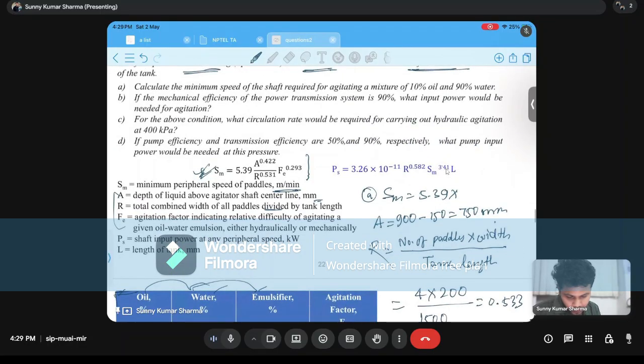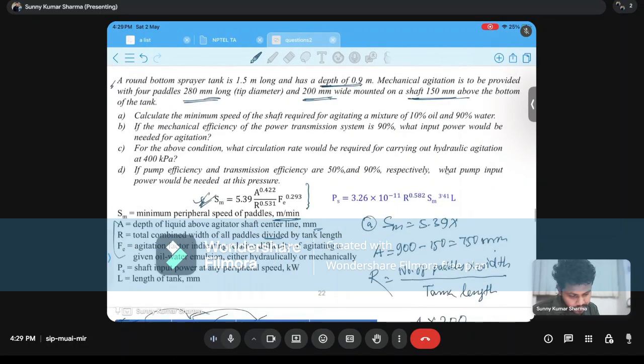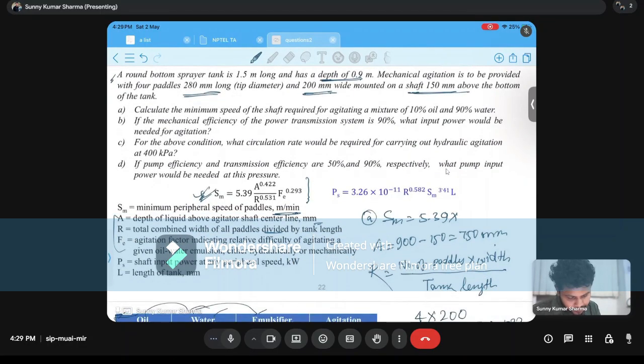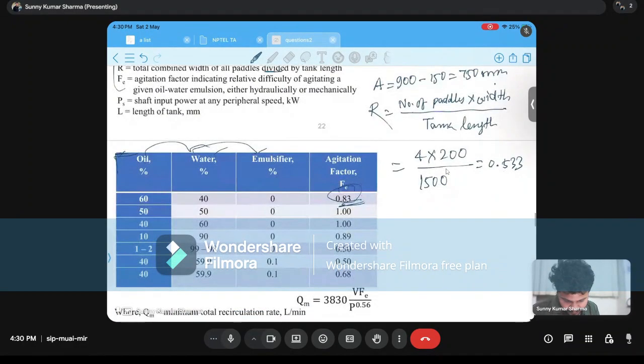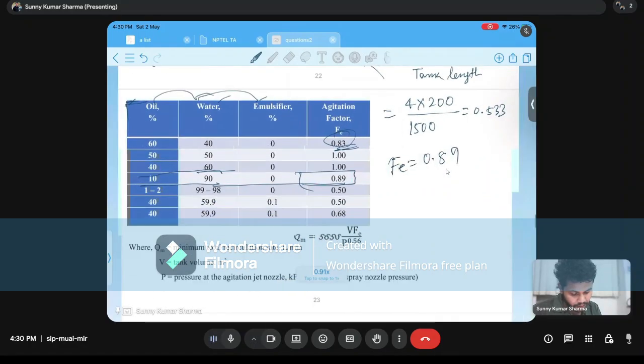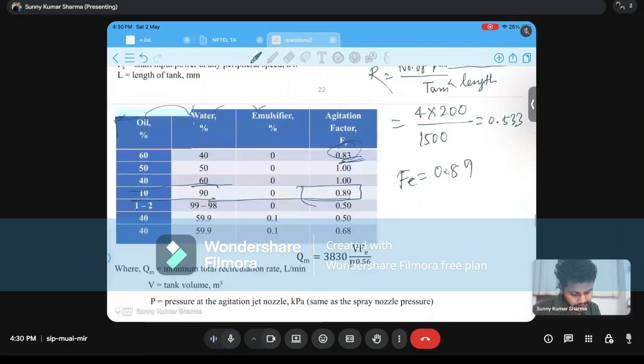Now you can directly put in Fe. For Fe, you need to know what they have given about oil and water percentage. So it is given that mixture of 10% oil and 90% water. So this is the row which we are referring, and Fe value will become 0.89. So now we know all the values to find this Sm.